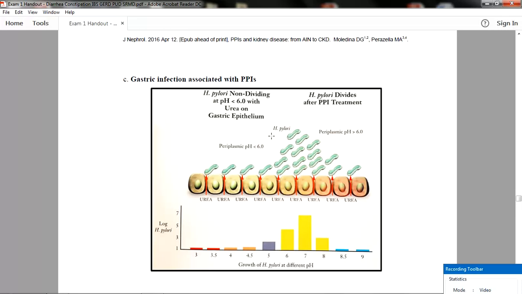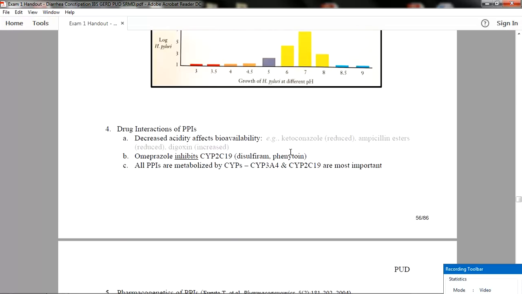What they showed was that H pylori grows better, guess what, at a neutral pH, and that's the pH that you'll have if you're taking a proton pump inhibitor. So that is really strong evidence to indicate that you should not have a proton pump inhibitor on board if you have an H pylori infection, if you don't have an antibiotic appropriately targeting H pylori.